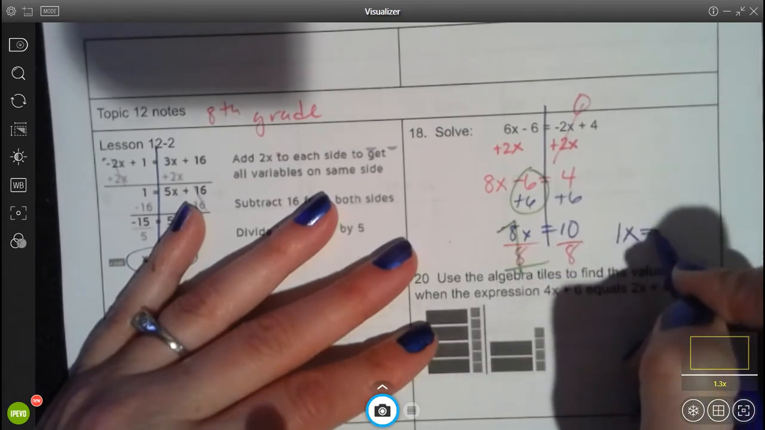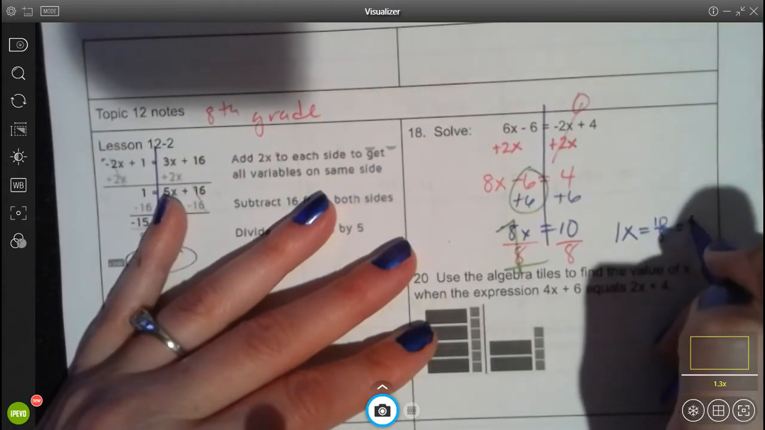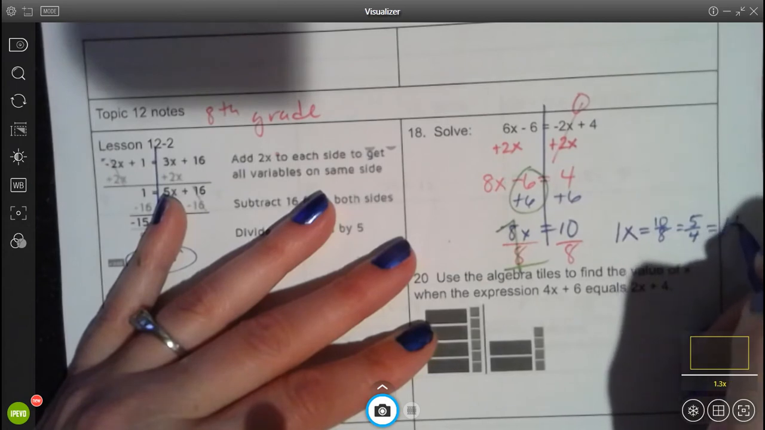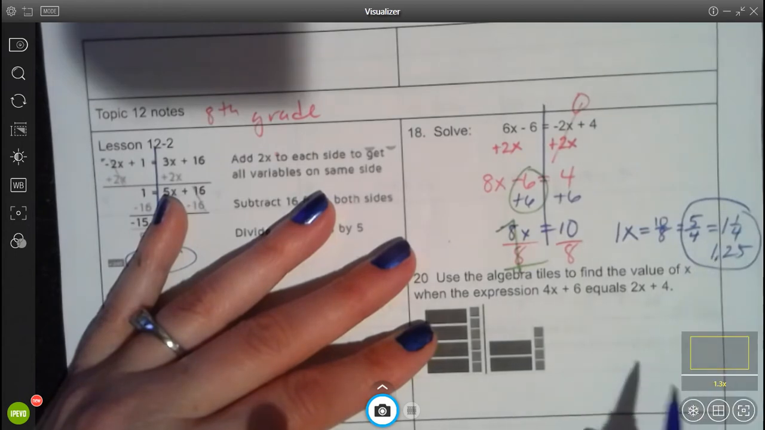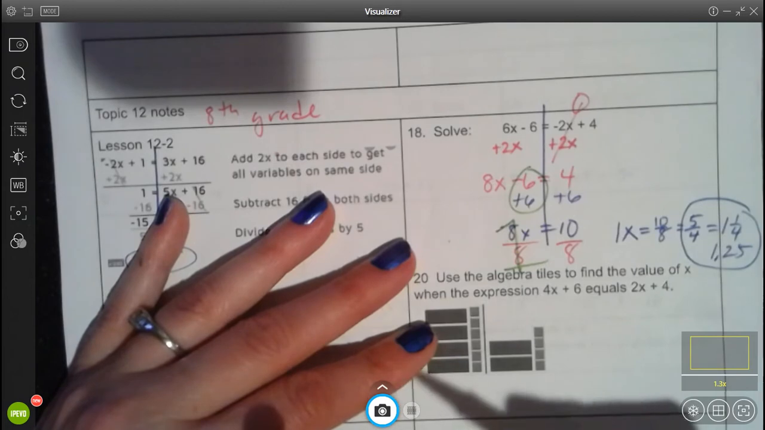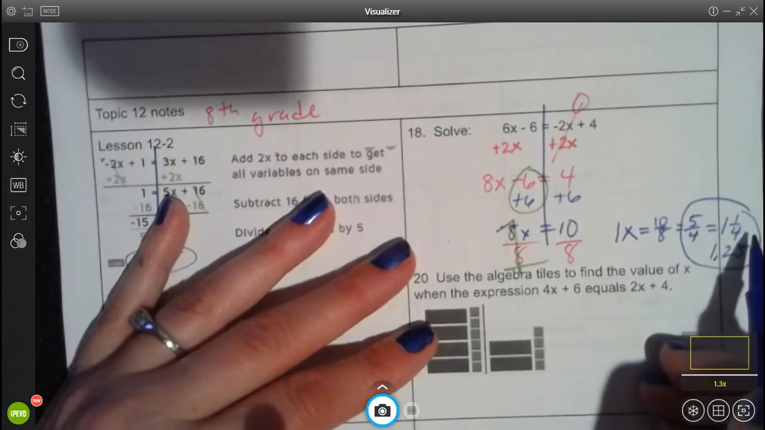And my answer is 10 over 8, which I have to simplify. 10 over 8 is 5 over 4, or 1 1/4, or 1.25. Whichever one of these three you want, they're all equivalent numbers to me. You cannot leave it 10 over 8. That's not simplified. But you can leave it in improper form or mixed number form.